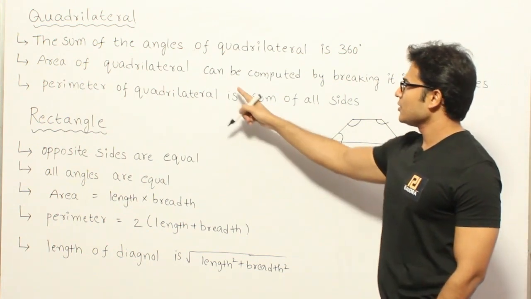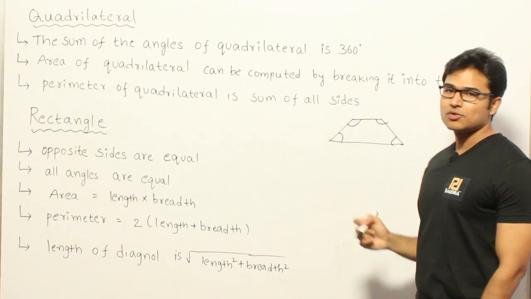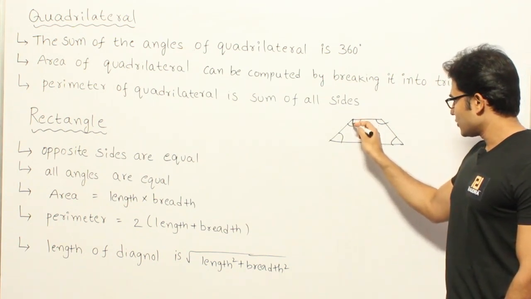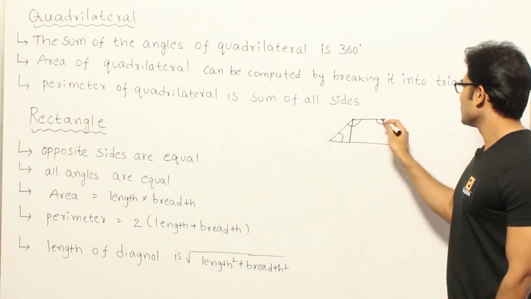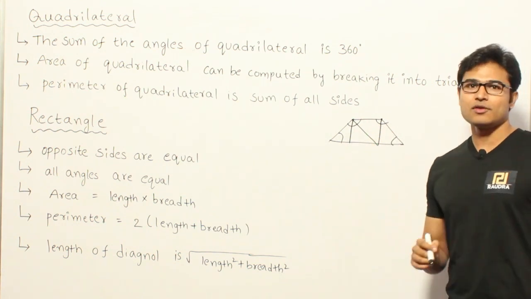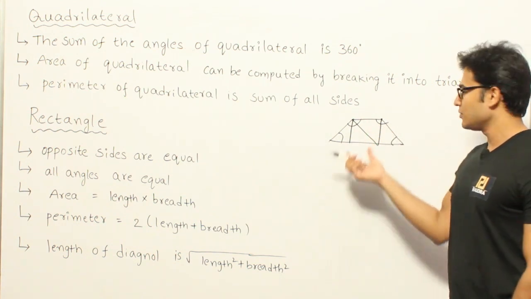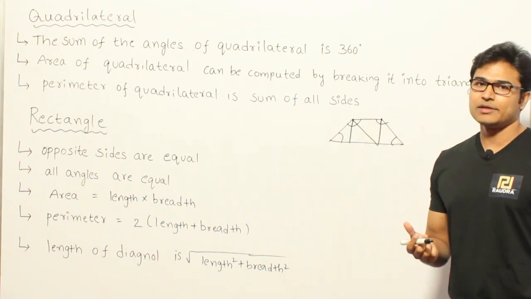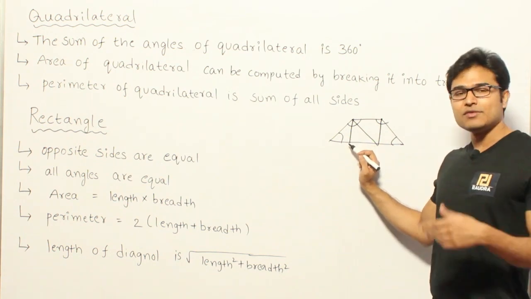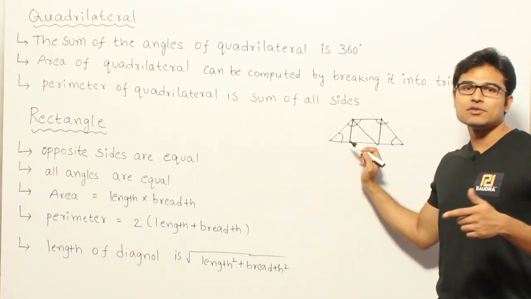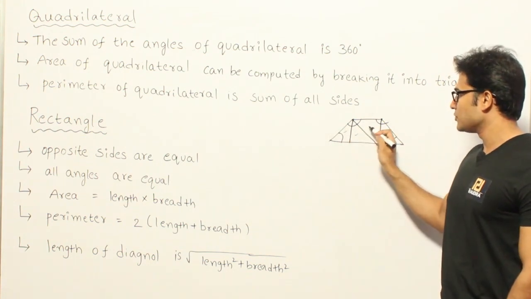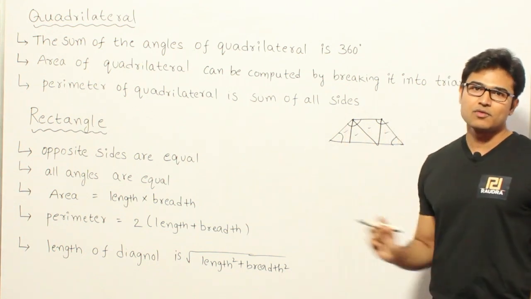And the next one is, the area of a quadrilateral can be computed by breaking it into triangles. So you can take this and break it into a triangle like this, and again into 2 triangles, and we already know how to find the areas of triangles. Then you can apply that and find the total area. In this case, it need not always be a right angle triangle. Even if it is a normal triangle, you can apply the formula square root of s into s minus a into s minus b. Using that formula also, you can find the areas of individual triangles and sum them up to find the area of the quadrilateral.